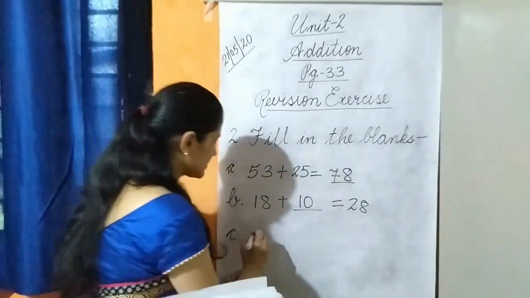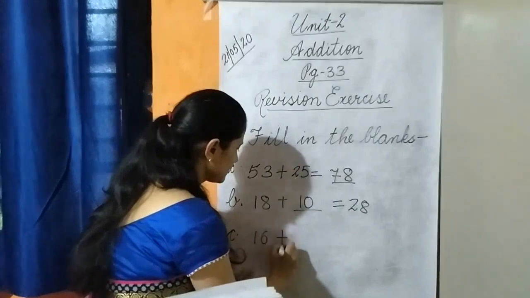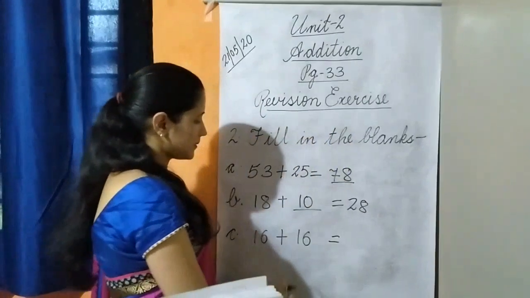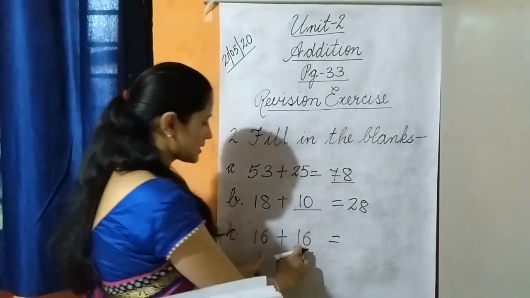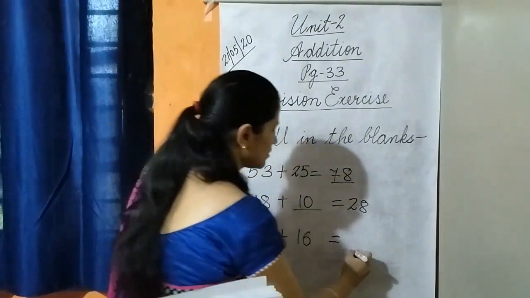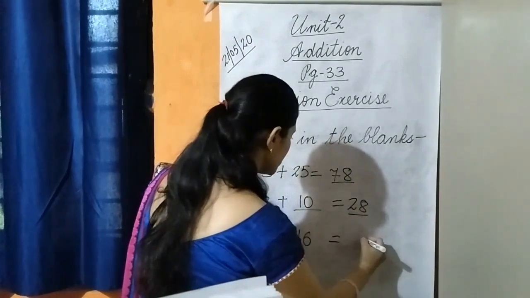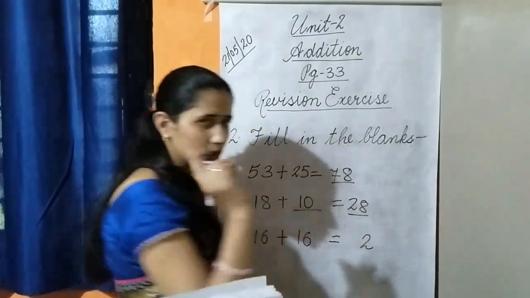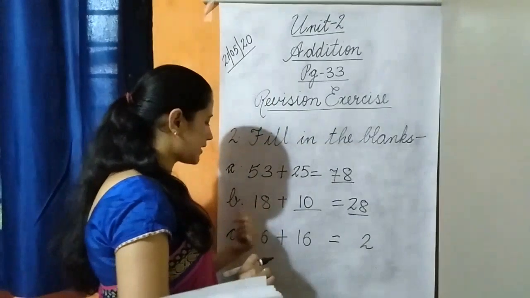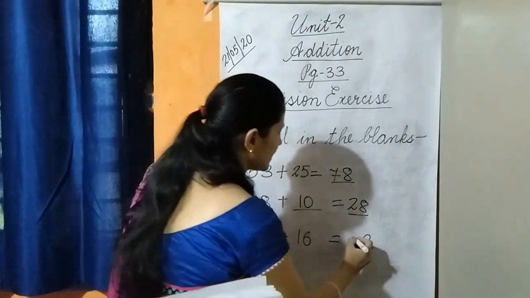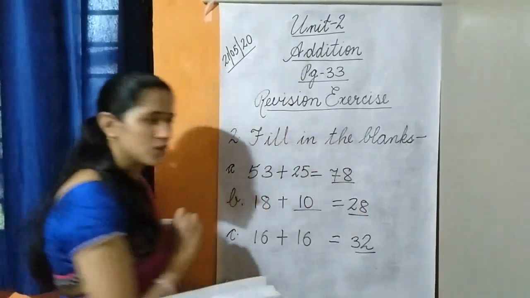C is 16 plus 16. 6 plus 6 is 12. So we will write here 2, the ones place, and then 1 carry forward. So 1 plus 1, 2, plus 1 carry, 3. 32.